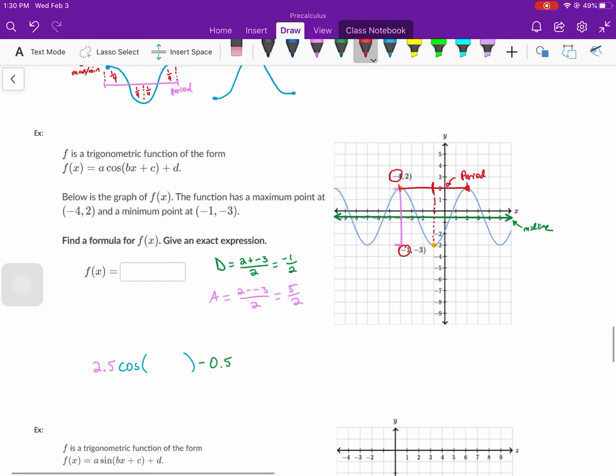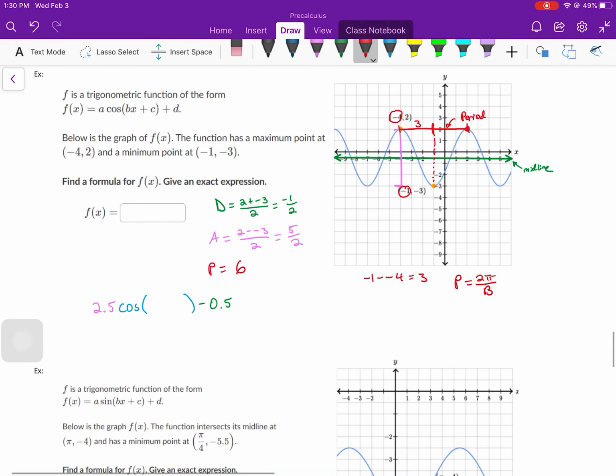So for our period, it's going to equal double that. So we're going to do -4 minus -1, or -1 minus -4, which equals 3. So the total distance is going to be 6. So our period's 6. Now, realize the period is not what goes in front of x. It's actually, remember, it's b, and b is different. So if you remember, the period is 2 pi over b.